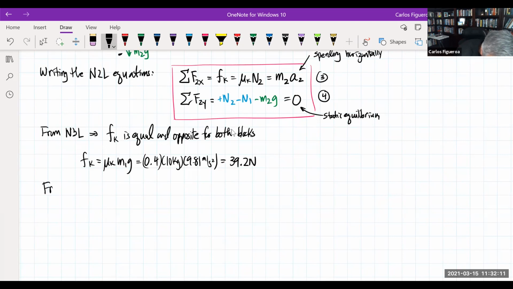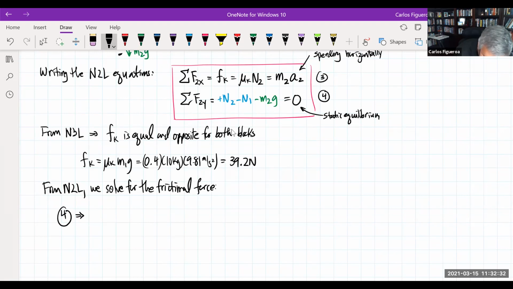Or we could say that from N to L, we solve for the frictional force. And what I mean by that, if you look at this from equation 4, we could see here that N2 must be equal to N1 plus M2G, but we know from the previous example that that normal is M1G. So therefore, this is really M1 plus M2 times G.